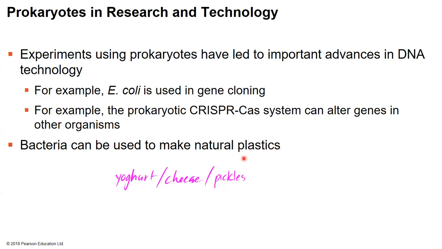But also we use, for example, E. coli for gene cloning. Scientists are now using the CRISPR-Cas system from bacteria for gene editing. Also, we can use bacteria, for example, to make useful products like natural plastics, or to clean the environment for us. So there are hundreds or thousands of applications where bacteria are used for useful purposes.